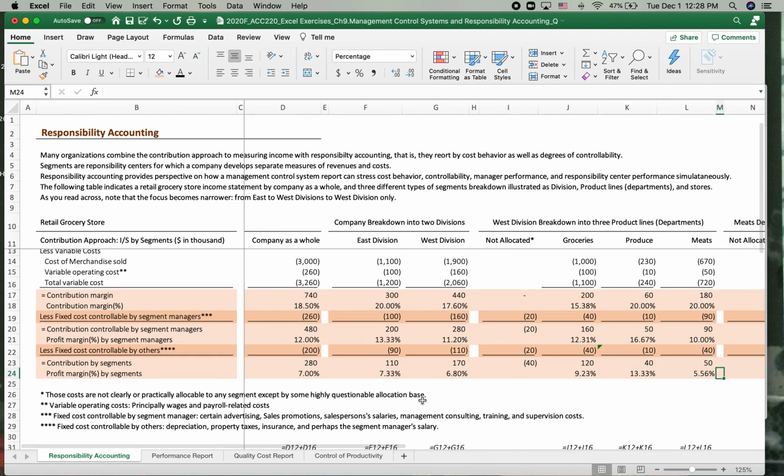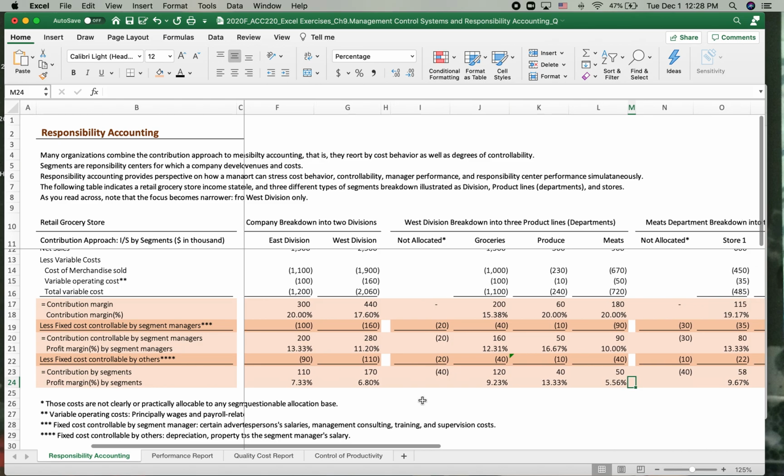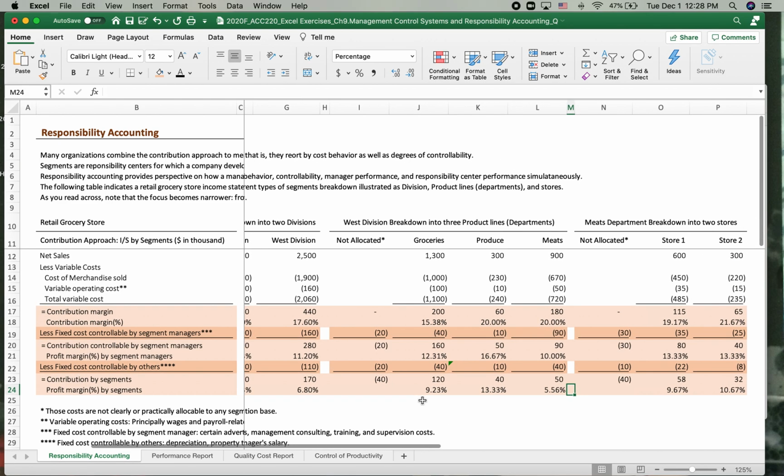Okay, that is the way to analyze and evaluate each division, department, and store in order to measure performance by segment managers, by others, or by total segments.